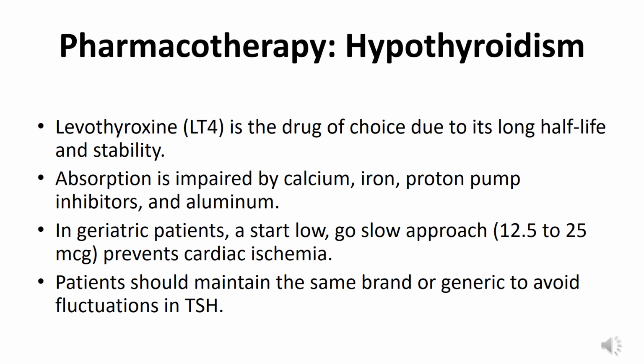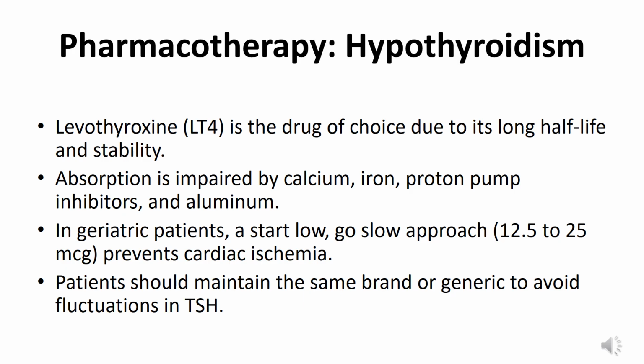Special caution is required in older adults and patients with cardiovascular disease. Thyroid hormones increase heart rate, myocardial oxygen demand, and cardiac workload. If replacement therapy is started too aggressively in elderly patients, it can trigger angina, arrhythmias, or myocardial ischemia. That is why clinicians often follow the start low, go slow approach in geriatric patients.